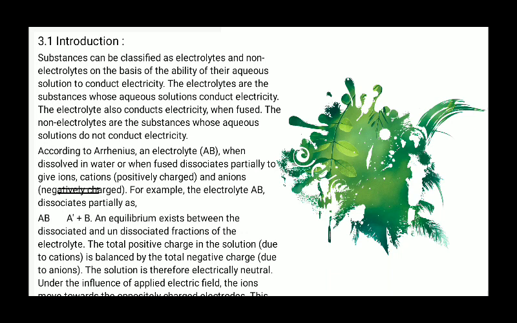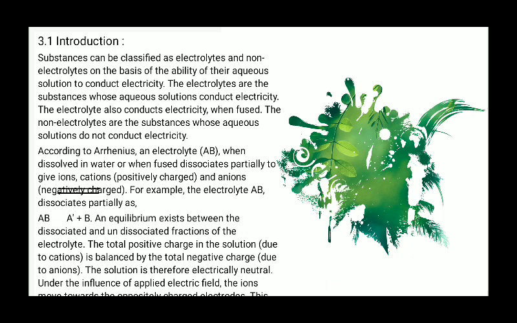According to Arrhenius, an electrolyte when dissolved in water or when fused dissociates partially to give ions: cation, positively charged, and anion, negatively charged. For example, electrolyte AB dissociates partially as AB in equilibrium with A plus and B minus, and equilibrium exists between the dissociated and undissociated fraction of the electrolyte. The total positive charge in the solution is balanced by the total negative charge. The solution is therefore electrically neutral.